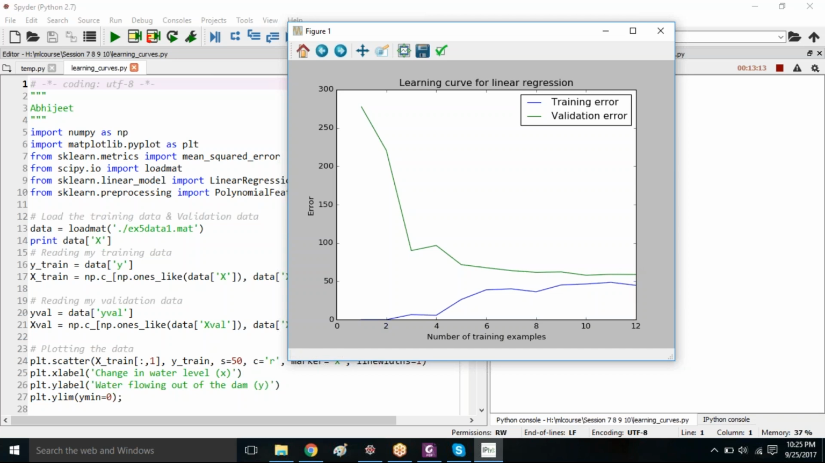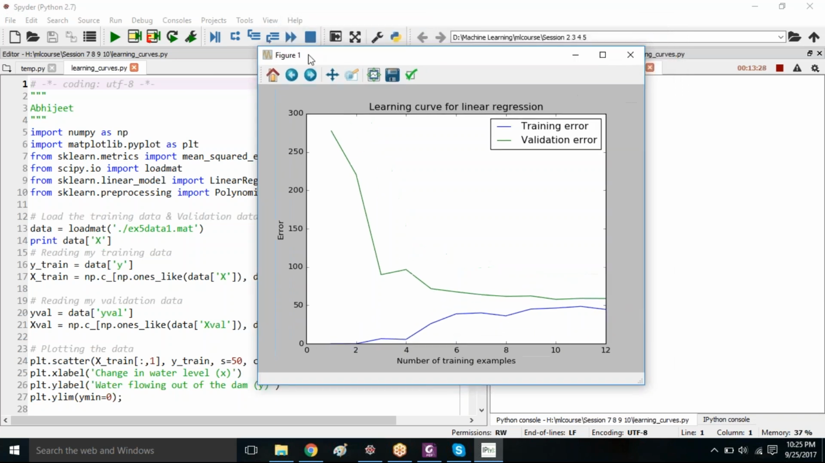Now in the next step, what we are going to do is we will take a higher degree model. We will take a higher degree model, and then we will see how it is fitting the line, how it is fitting the data points. So I will close this also. Then the new picture will come.